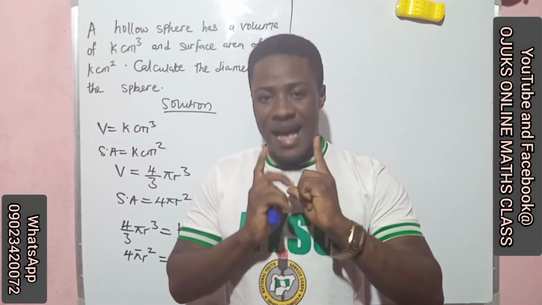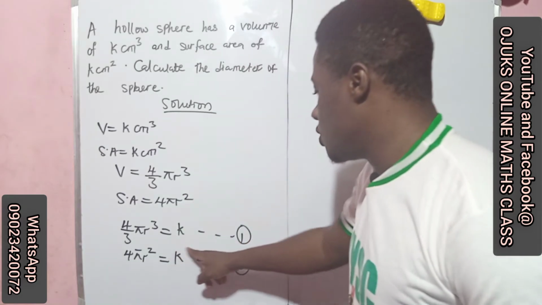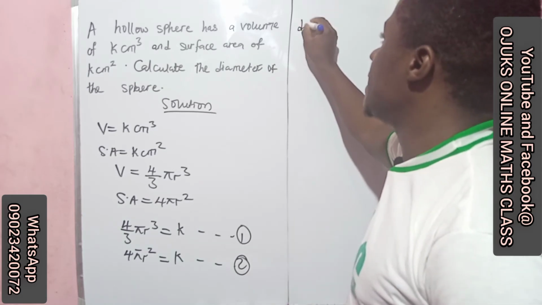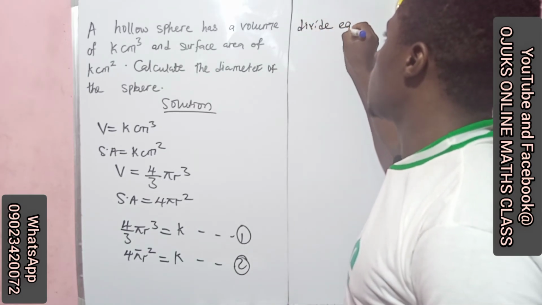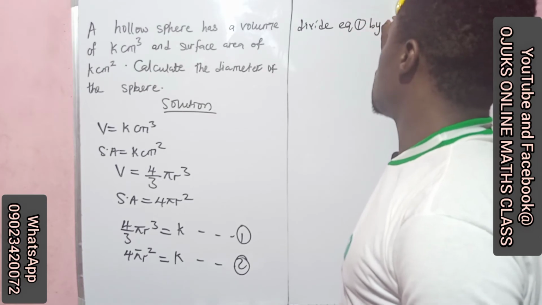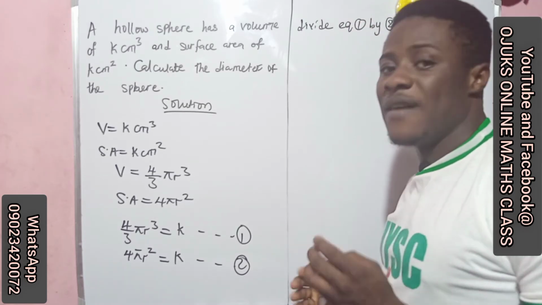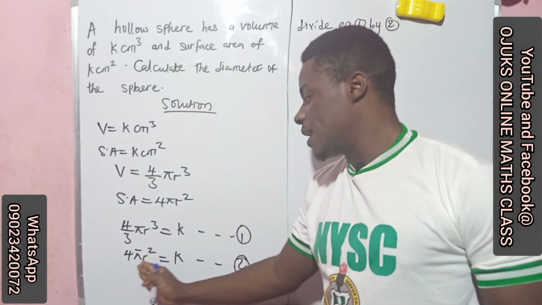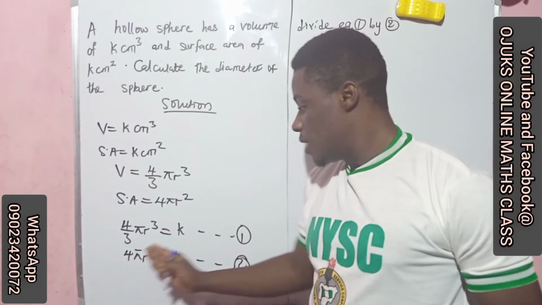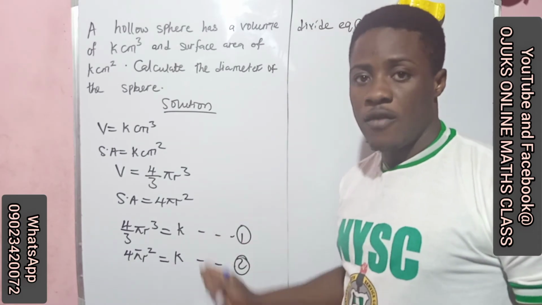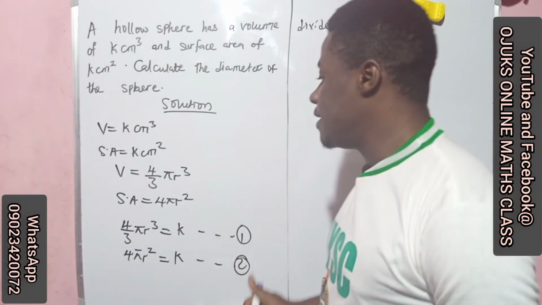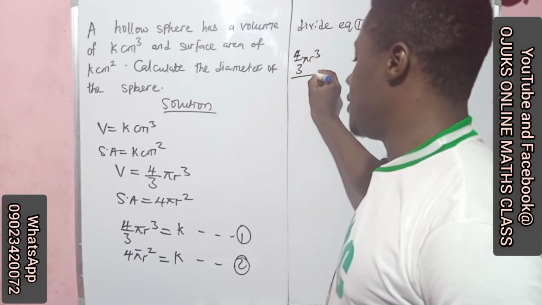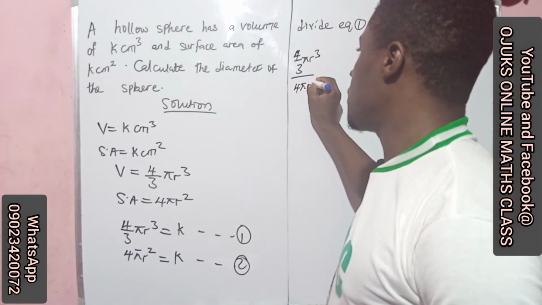Now look up closely and observe. These are the two equations, equation 1 and equation 2. All we need to do is this: divide equation 1 by equation 2. Once we do this, we are dividing it correspondingly. Left hand side of equation 1 will be divided by left hand side of equation 2, and the same thing goes for the right hand side for both equations. That simply means that 4/3 pi r cube will be divided by 4 pi r squared equals to k over k.